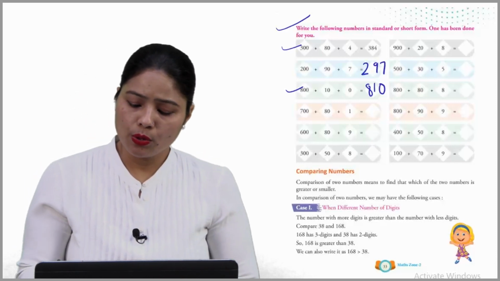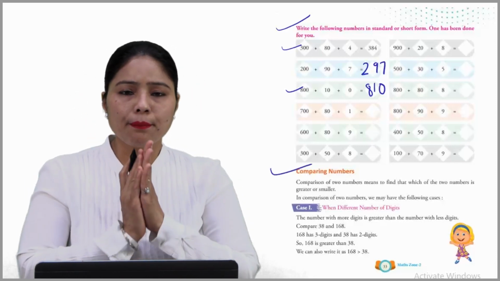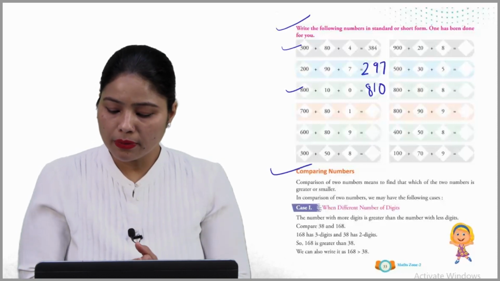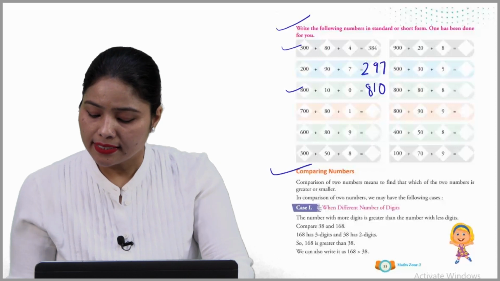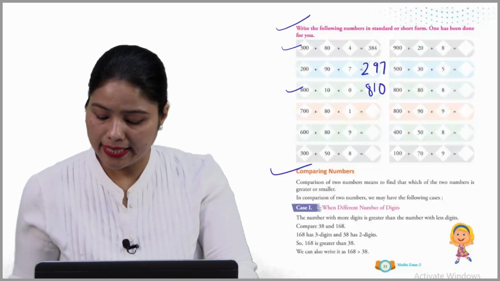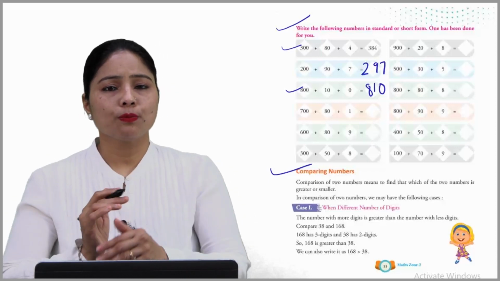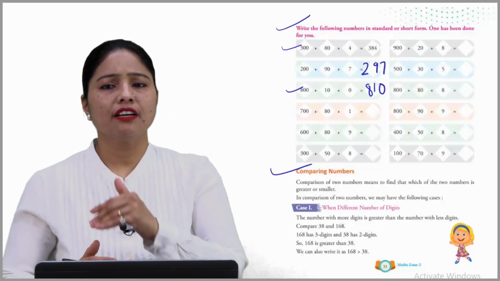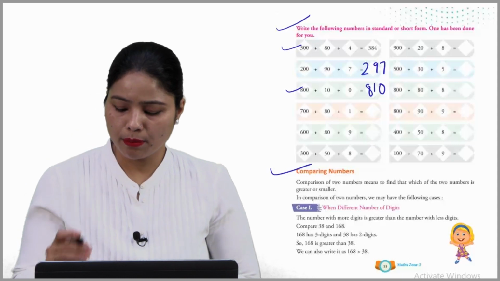Okay, so now next one, comparing numbers. So comparison of two numbers means to find which of the two numbers is greater or smaller. In comparison of two numbers, we may have the following cases. Case number 1.